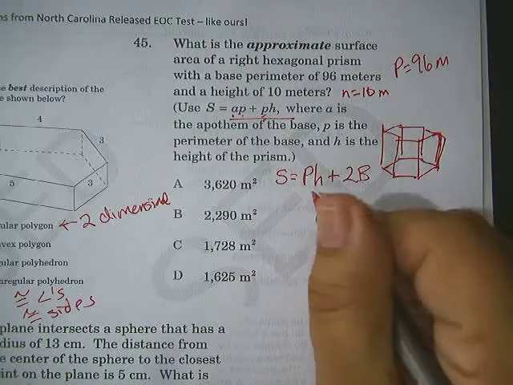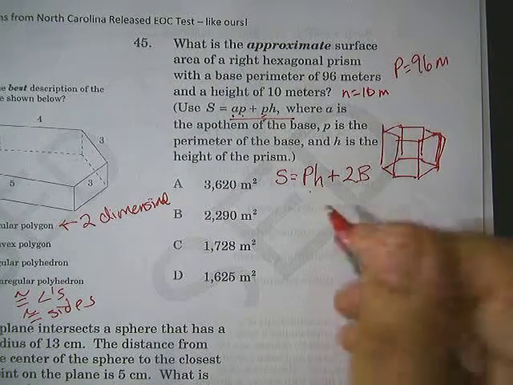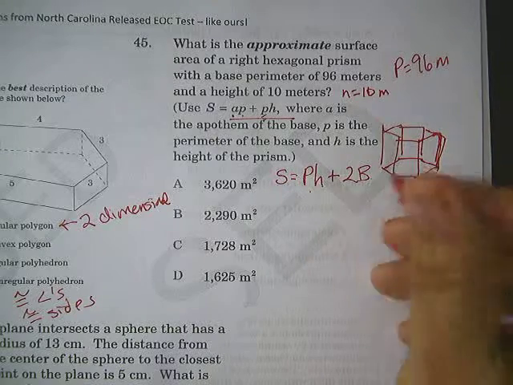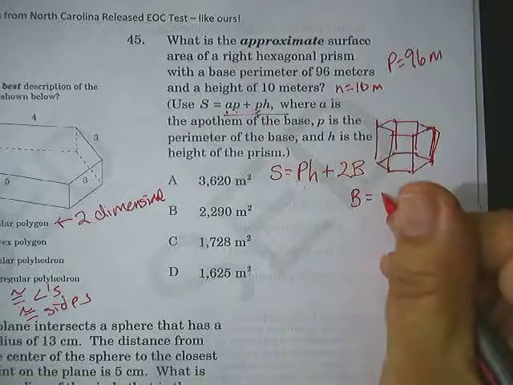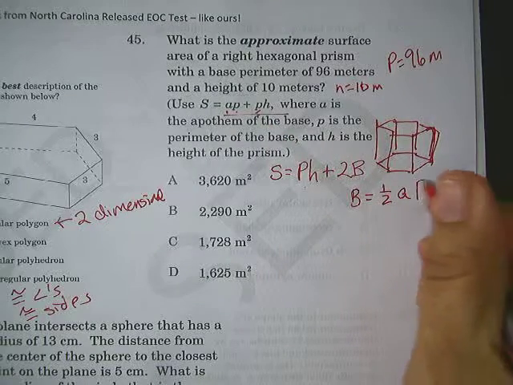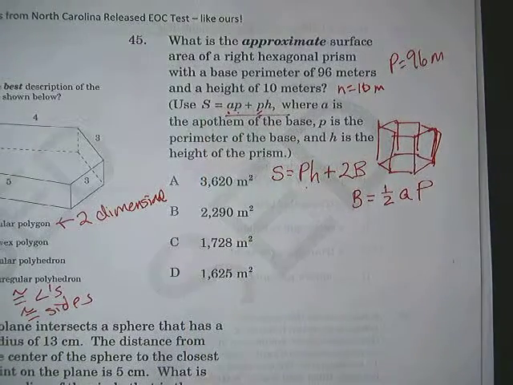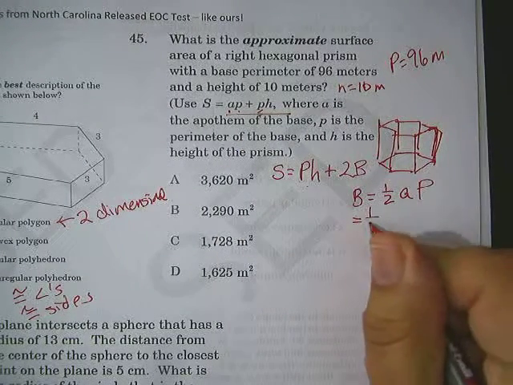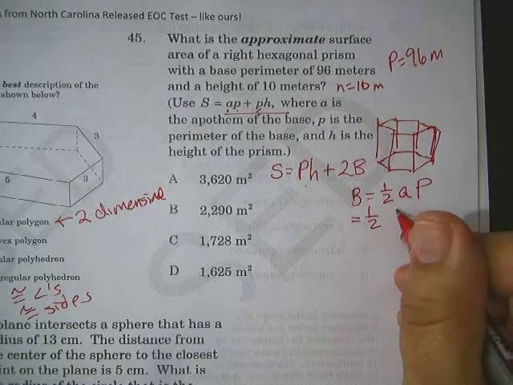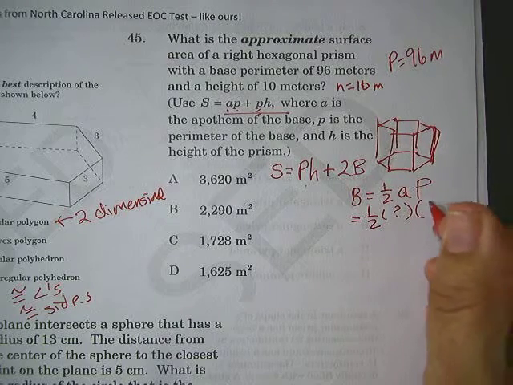All right, so the perimeter's good, the height's good. This is a lateral surface area. The tricky part is the base. The base is 1/2 apothem times perimeter. Silly me, I didn't notice the 1/2 was missing. So that is two bases. 1/2, now the apothem is question mark. I don't know what that is, and the perimeter is 96.